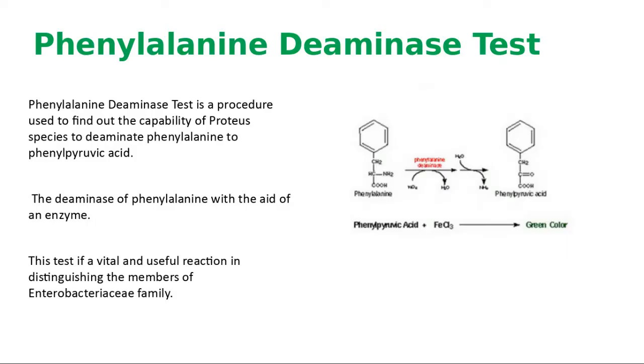Okay? So here again, we're looking for the enzyme phenylalanine deaminase. If it comes in there with water, it's going to remove the amino group and you're going to have phenylpyruvic acid, right? We can add ferric chloride to it, and ferric chloride is going to interact with the phenylpyruvic acid to form a green color. So if you have a green color, it's going to be positive for the test. Any other color is going to be negative.